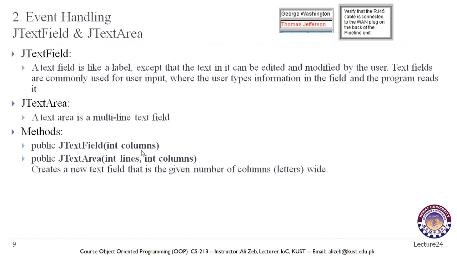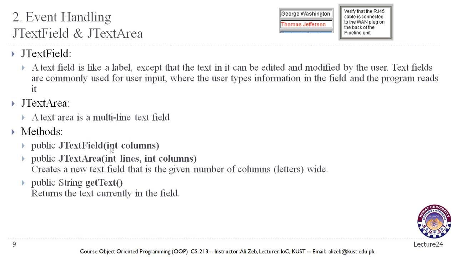The JTextArea, on the other hand, you can pass the number of lines that you want to set by default, and the number of letters that you want this JTextArea to have by default. So this just tells us about the size of the JTextArea. It creates a new text field with the given number of columns or letters. So we can set the number of letters that we can have in that JTextField by default in the constructor of the JTextField.